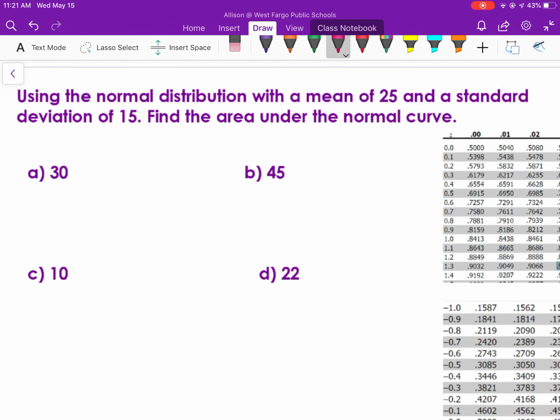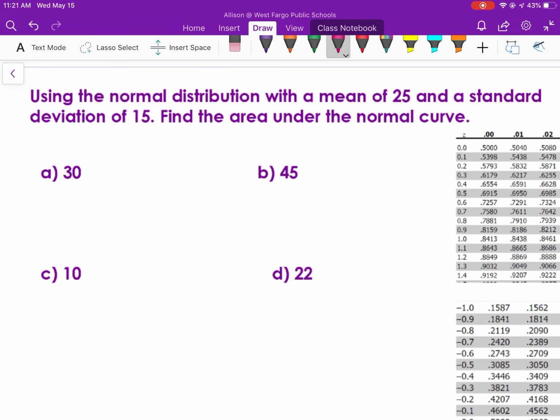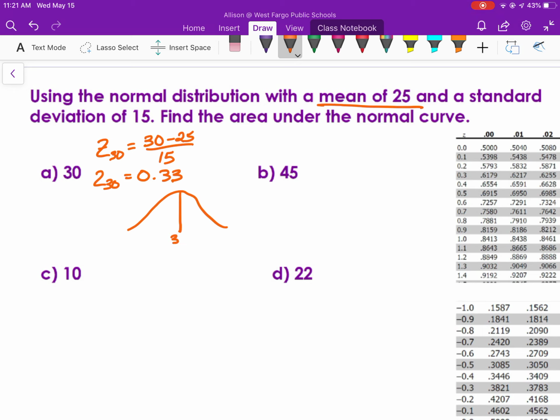Using the normal distribution with a mean of 25 and a standard deviation of 15, find the area under the normal curve. So I'm just going to do a quick sketch of what this might look like. So first I'll find the z-score. The z-score for 30 would be 30 minus the mean of 25 divided by the standard deviation of 15, which gives me 5/15 or 1/3. So you're going to have 0.33. So that means I'm 0.33 to the right of the average. If you look at your normal curve, 0.33 to the right would be right here.